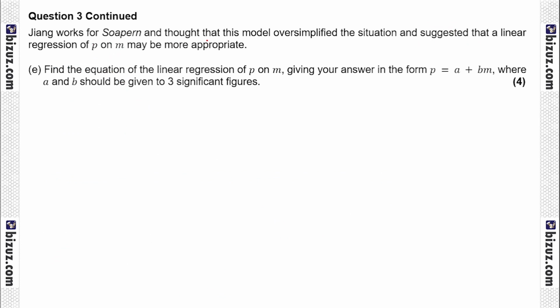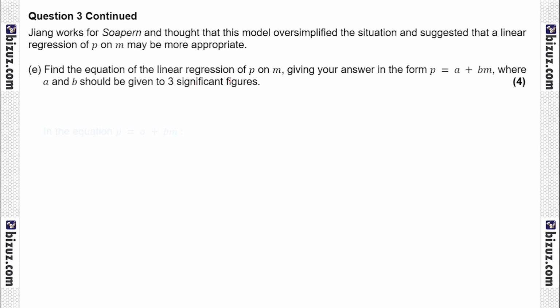Jiang works for Sopern and thought that this model oversimplified the situation and suggested that a linear regression of P on M may be more appropriate. Part E. Find the equation of the linear regression of P on M, giving your answer in the form P is equal to A plus BM, where A and B should be given to 3 significant figures.